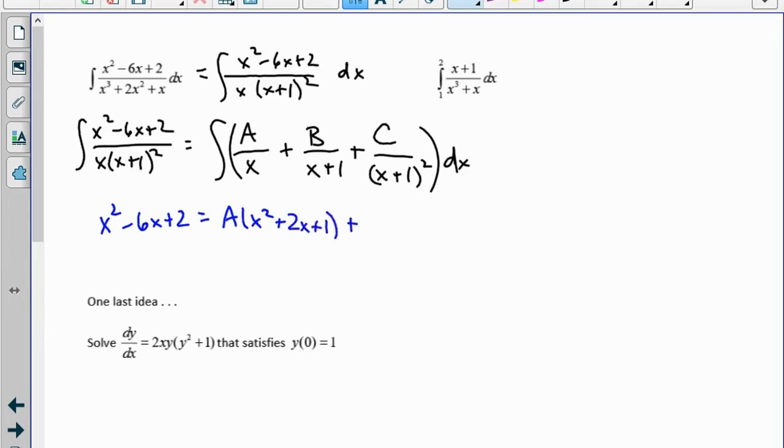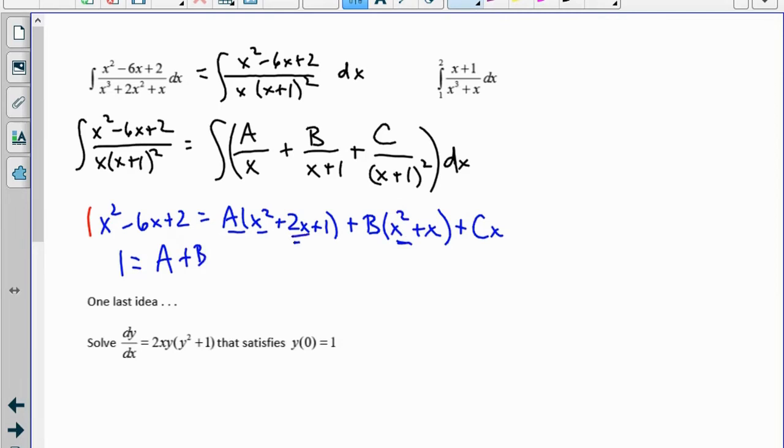B is missing an x and an x plus 1 from its denominator, so it's b times x plus 1. And then c is just missing an x. So the x squared terms need to end up equaling 1. So 1 ends up equaling a, because there's an ax squared, and there's also a bx squared, because if I take x times x plus 1, that's the same thing as x squared plus x. So I have a bx squared term. So I have 1 equals a plus b.